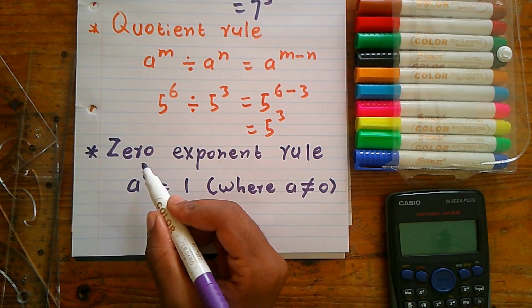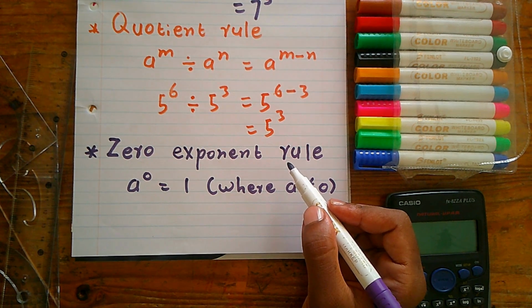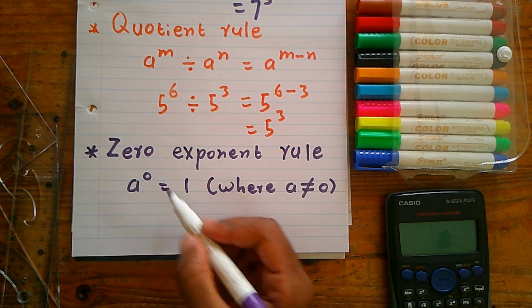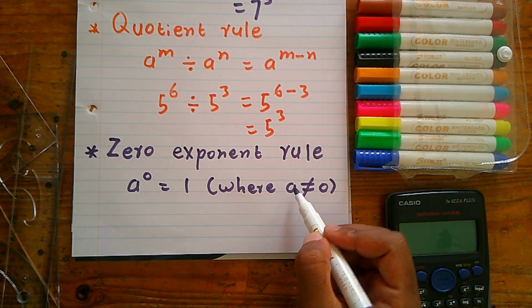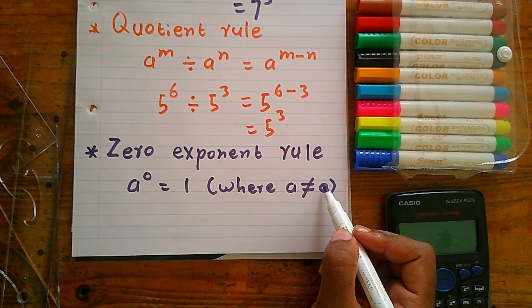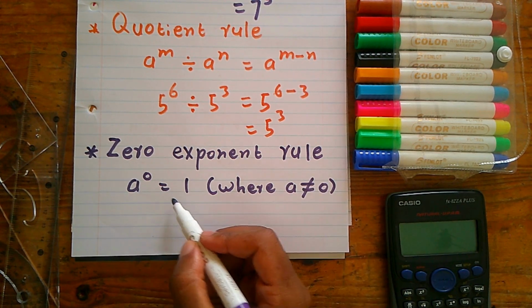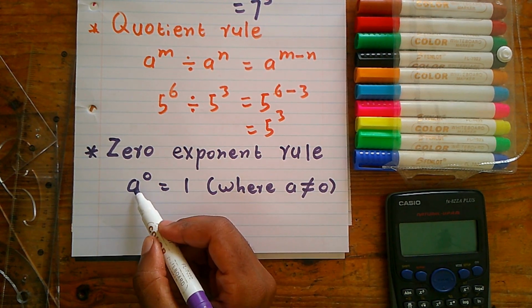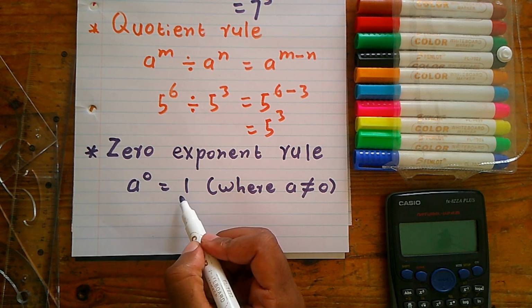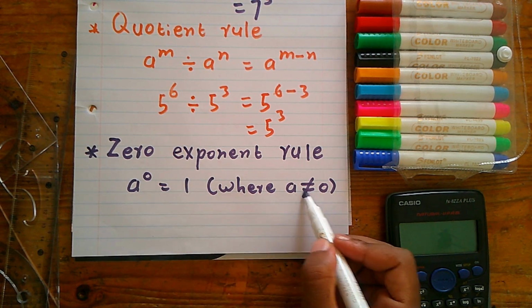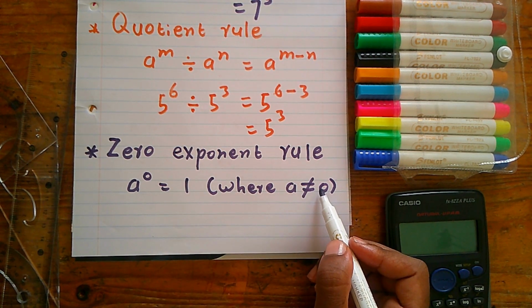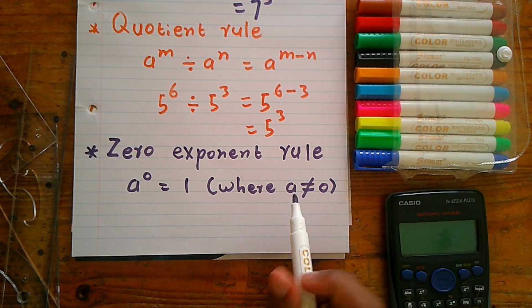Next is the zero exponent rule, which states that a to the power of 0 is equal to 1, where a cannot be equal to 0. What this rule says is that whenever we have a base, and that base is to the power of 0, our answer will be 1, but a cannot be 0. Let us take an example on our calculator.